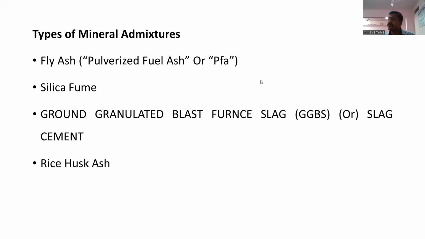Apply it. There are so many projects where you can see the fly ash bricks. In our college also, in the library building construction that is going on, they have used them. There are thousands and millions of projects where you can see they are using fly ash bricks.